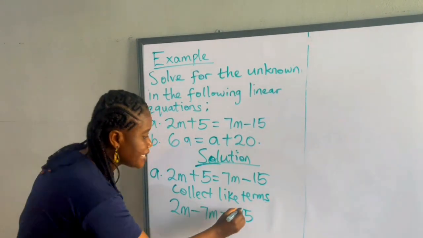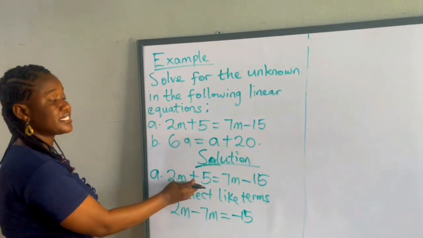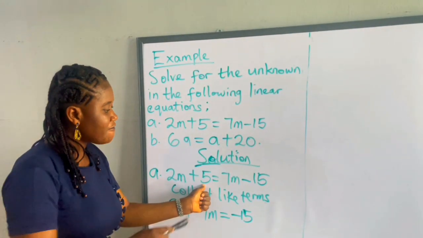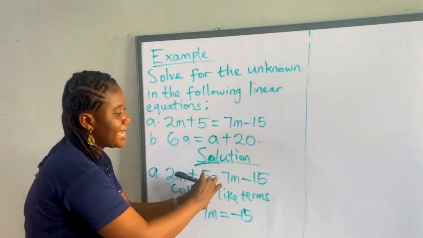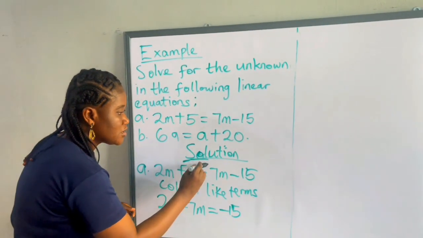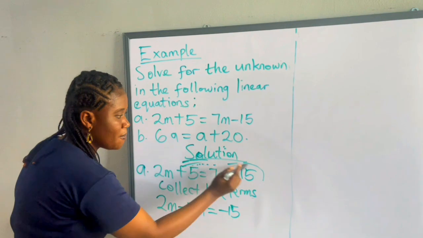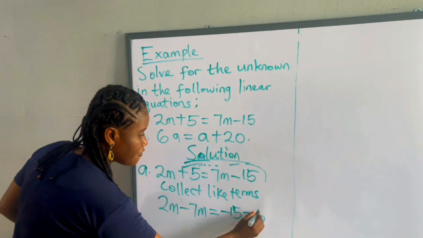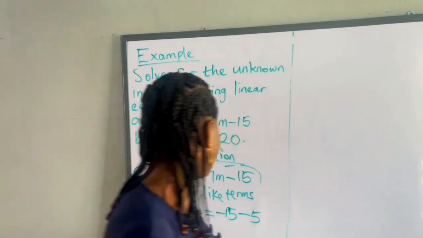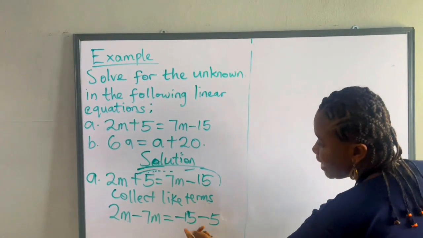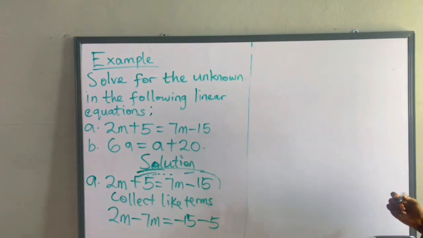You also do the same to the constant 5 on the left hand side. This 5 will also cross the equal to sign and come to this right hand side. And when that happens, this plus 5 will come here and it becomes negative. So we have minus 5. Right, so from here we have 2m minus 7m equals minus 15 minus 5.